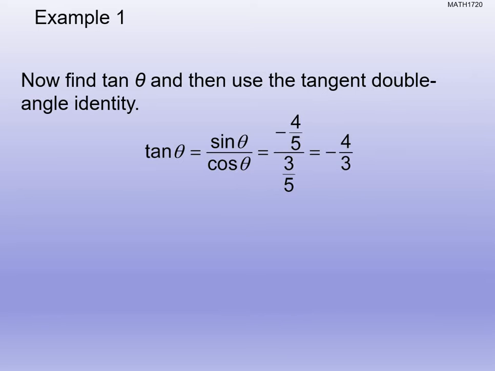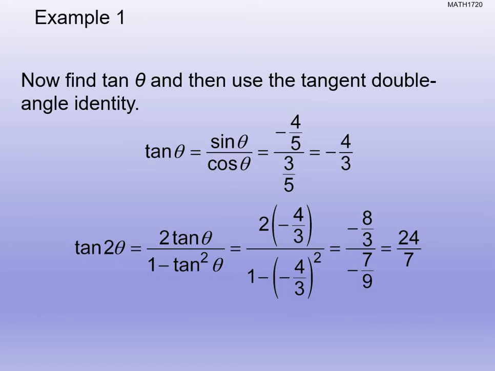We're going to multiply the numerator and the denominator by 5/3, because of our rules of fractions. The 5's will cancel, and we will be left with negative 4/3. Remember, that's tangent of theta, not tangent of 2 theta. We want to find tangent of 2 theta, so we're going to substitute into the identity. Remember, the identity: tangent of 2 theta is equal to 2 tangent of theta divided by 1 minus tangent squared of theta. And we just substitute in our values.